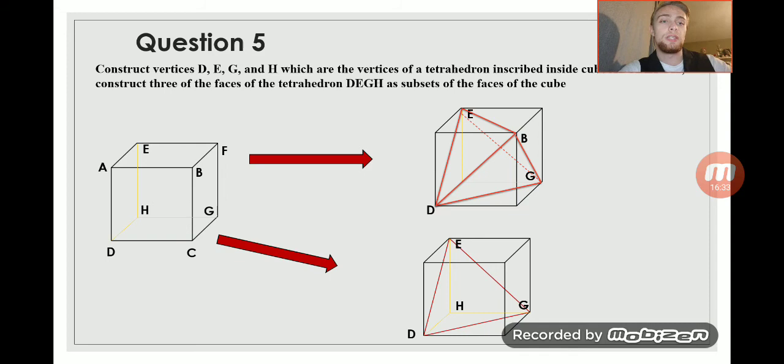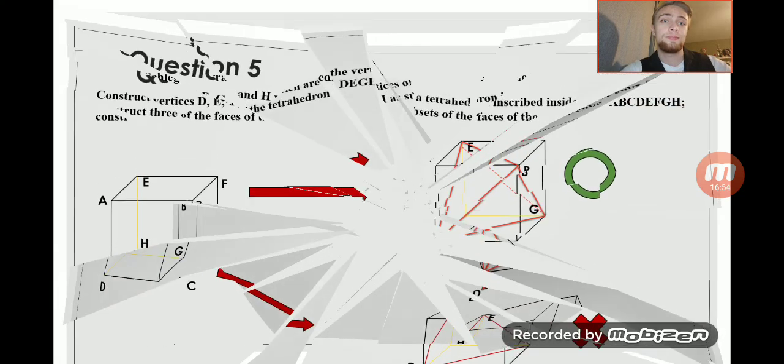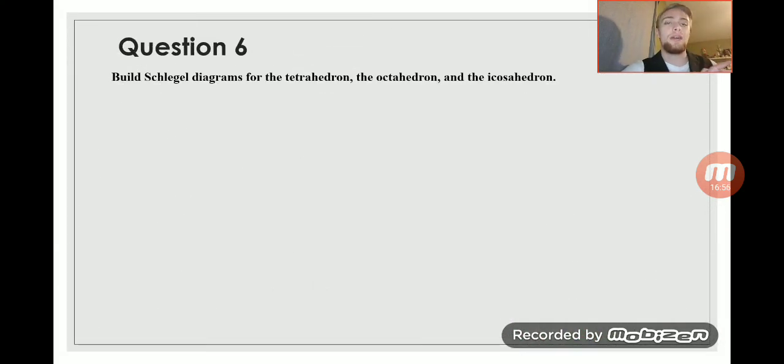Whereas the one we see here is largely doing that exactly, taking up most of the faces of the cube. So we see the one on top is what we're looking for, whereas the one on the bottom is not. So the one on top is going to be our answer, and it is the more properly constructed tetrahedron. Now, question 6 is we have to build Schlegel diagrams for the tetrahedron, the octahedron, and the icosahedron.